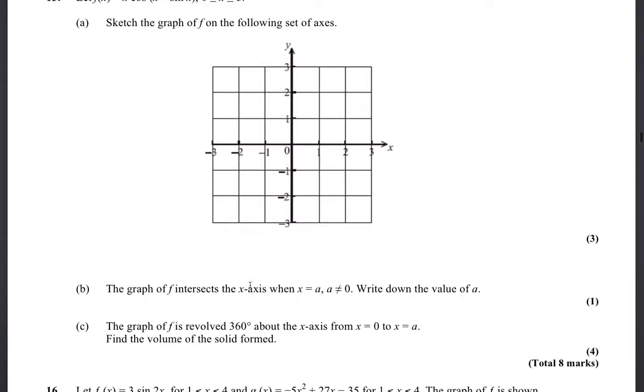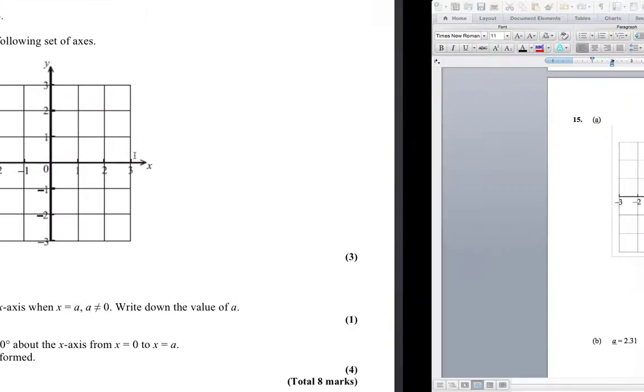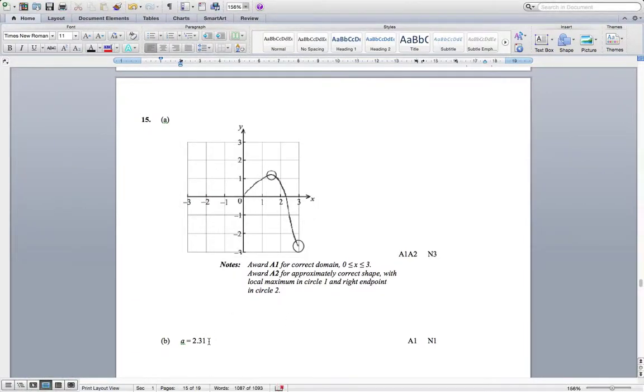Now, the second part: the graph of f intersects the x-axis when x equals a. Write down the value of a. So that means this one. How do we find that? Very simple. G-Solve, root. One is 0, the other one is 2.31. So the value of a is 2.31. Let us check. That is correct. So you get 1 mark for that.